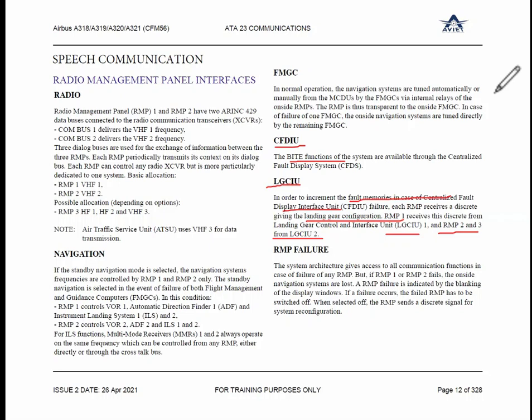That's why I told you that two computers are parasites, LGCIU and CFDIU. They are connected to all computers. I mean, their signal is connected to all computers. CFDIU needs BITE information. LGCIU provides ground and flight status. Clear, sir? Yes, sir. Very nice.